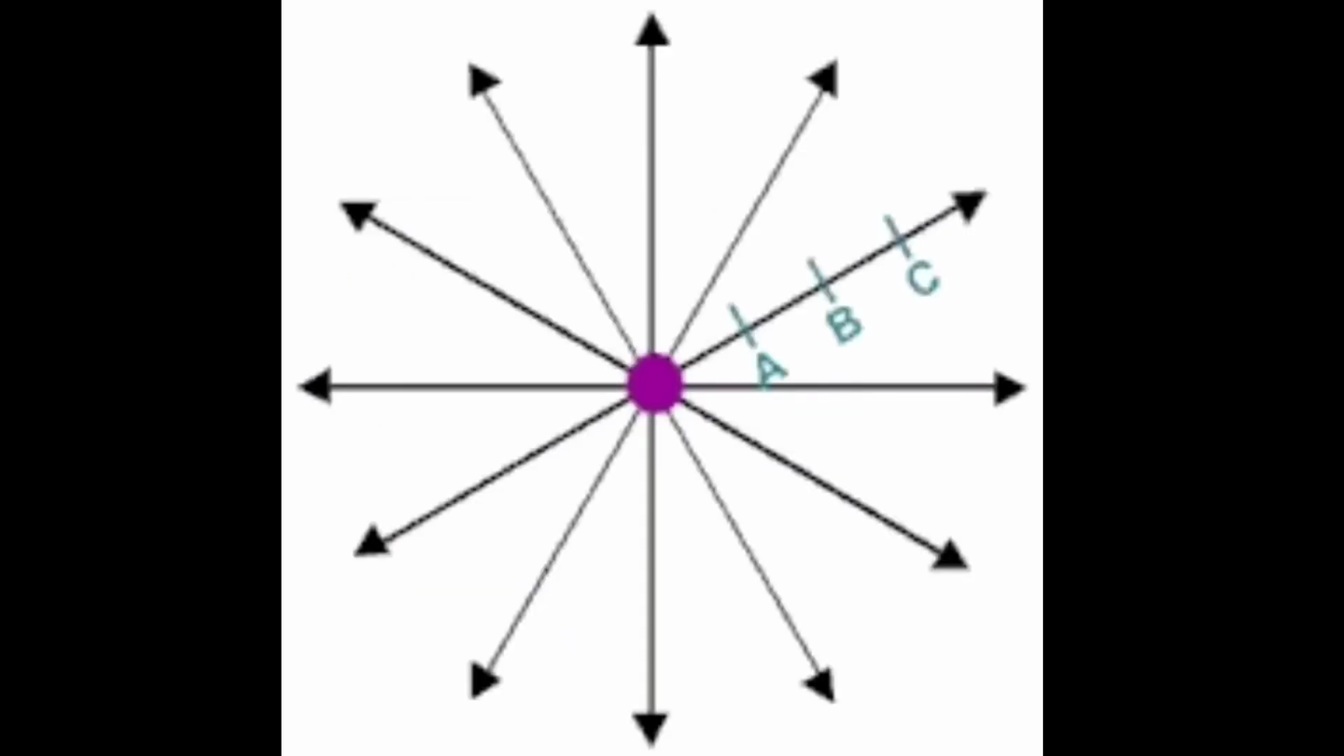Suppose a test charge is first at position C, later at B, and lastly at position A in the electric field of a source charge. Here A is at higher potential and C is at lower potential. Why is A at higher potential and C at lower potential? Because A is nearer to the source charge, at which it has higher potential energy, and C is far from the source charge, at which it has lower potential energy.